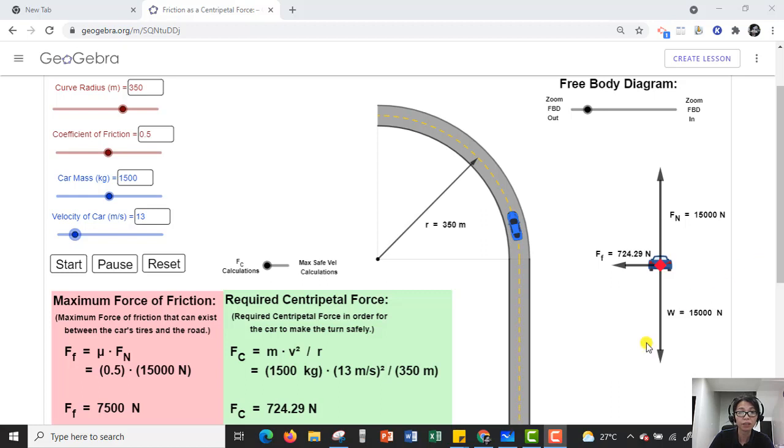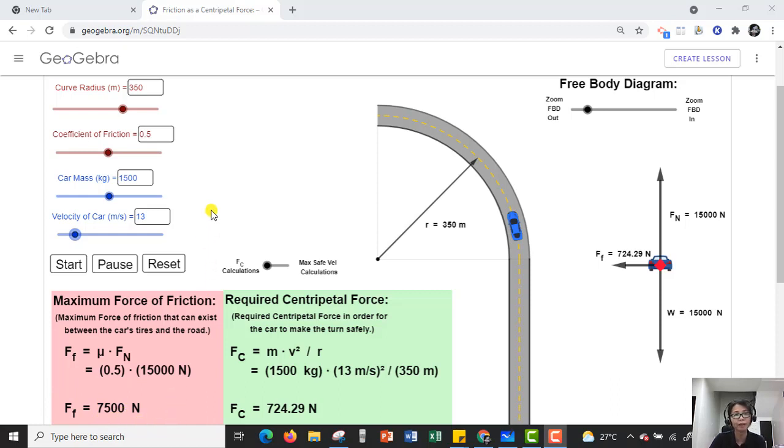Okay, so let teacher show you using the simulation here what we mean by the speed of the car that can safely make the turns. For example, I have a flat curve road of radius 350 meter, and the road has a coefficient of friction 0.5. So I can calculate the maximum force of friction. The maximum force of friction that can exist between the tire of the car and the road will be mu s n, so mu is 0.5. Let's say the normal force is equal to the weight of the car, so I put in the value. I get the maximum static friction force is 7,500 newtons.